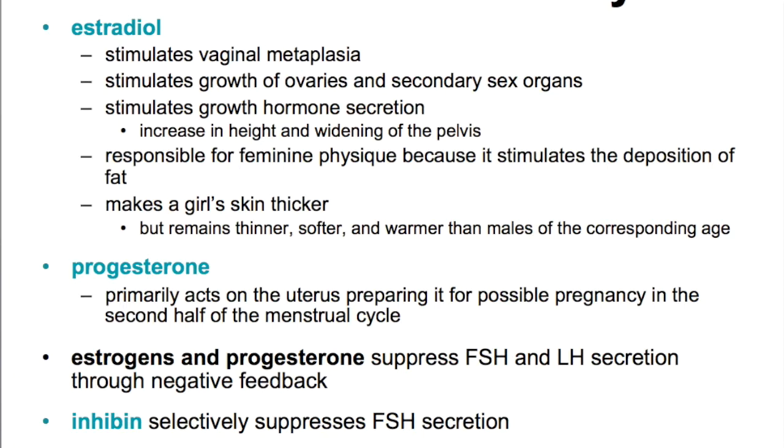Growth and expansion. So when we talked before, we said before a child goes through puberty, their vagina is made up of simple cuboidal cells, so they can't really tolerate a lot of friction there. But once you go through puberty, you go through vaginal metaplasia where your cells become stratified. All right, and this stratification allows you to deal with a lot more friction during intercourse. In addition, estradiol stimulates growth of the ovaries and secondary sex organs. Okay, and then stimulation of growth hormone secretion.